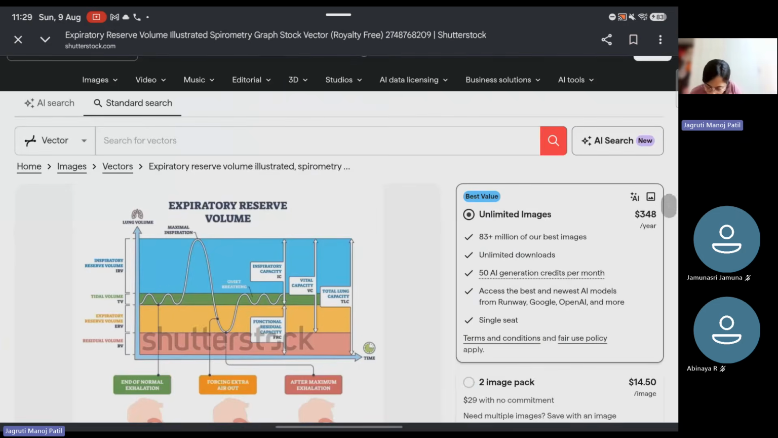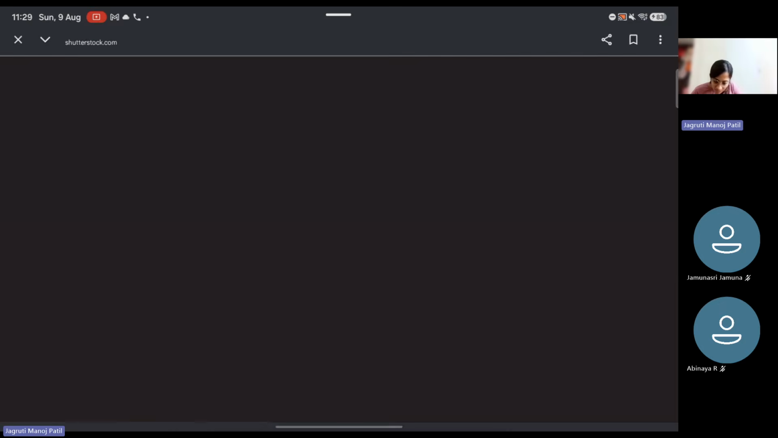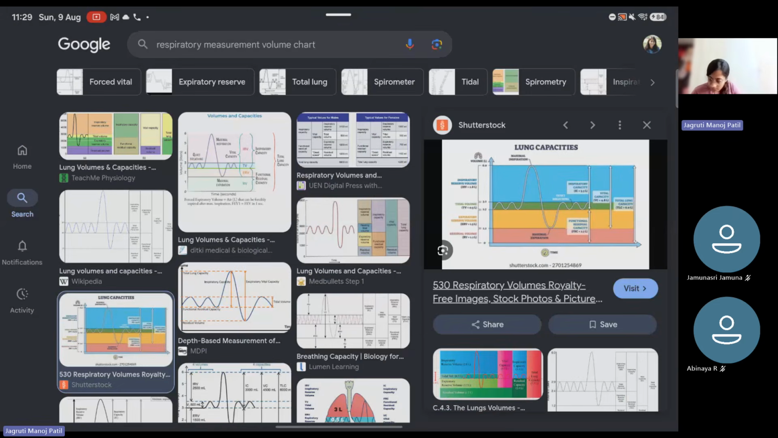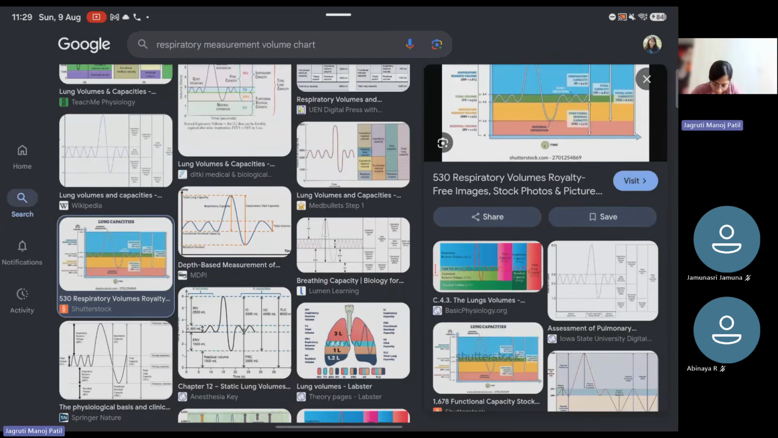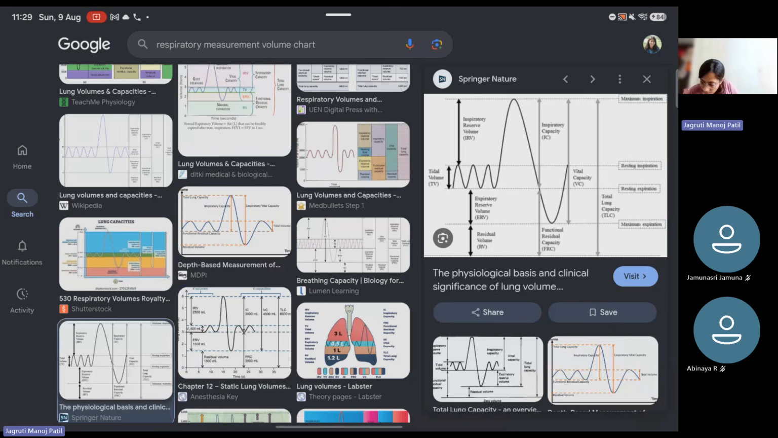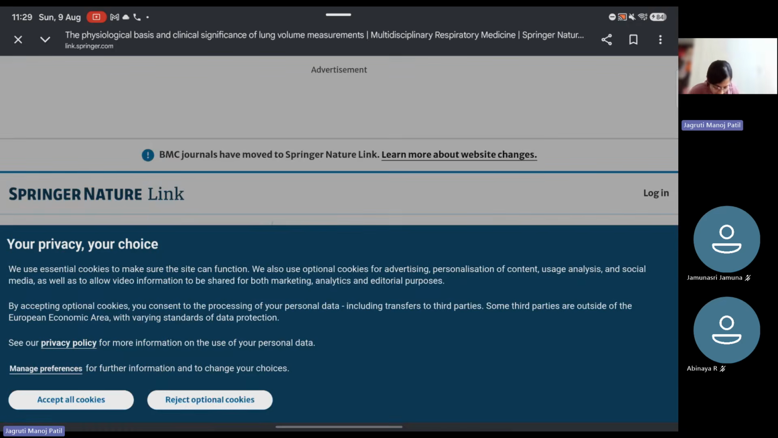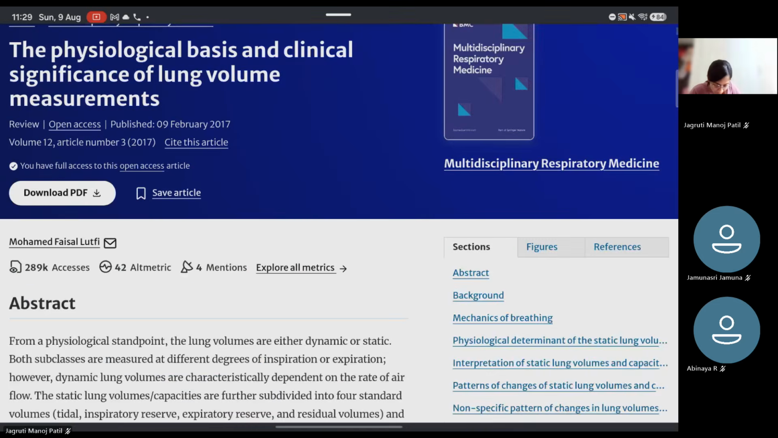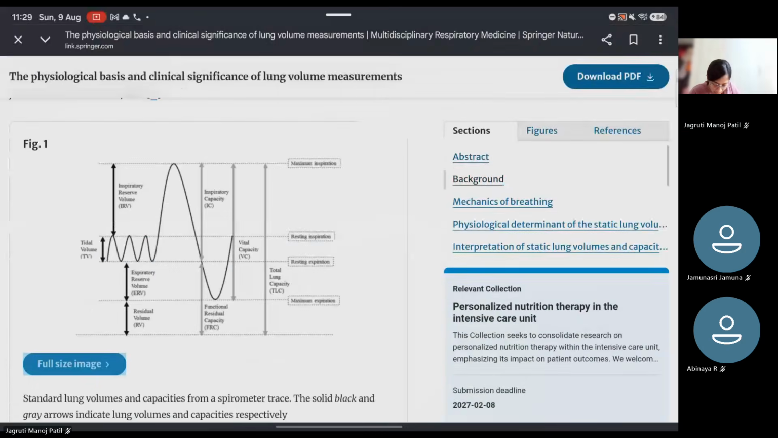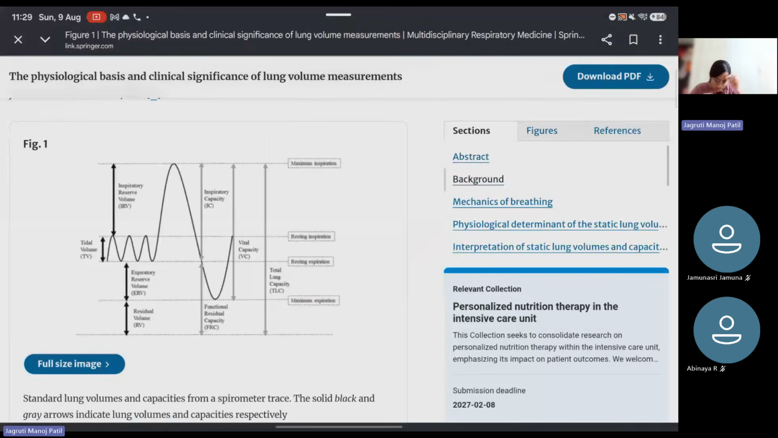Whenever you're taking information from a source, check the source of the information, whether it's true or not. This is something related to volumes. This is a simple one, I guess we should take this. It's from a publication in Springer, 2017.